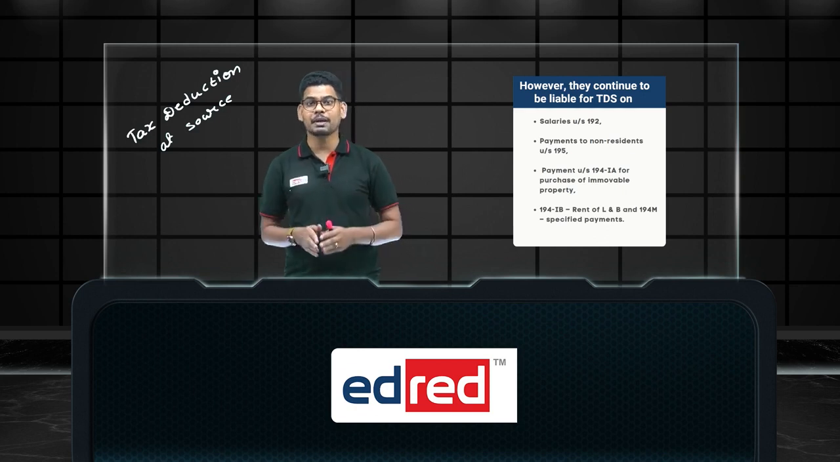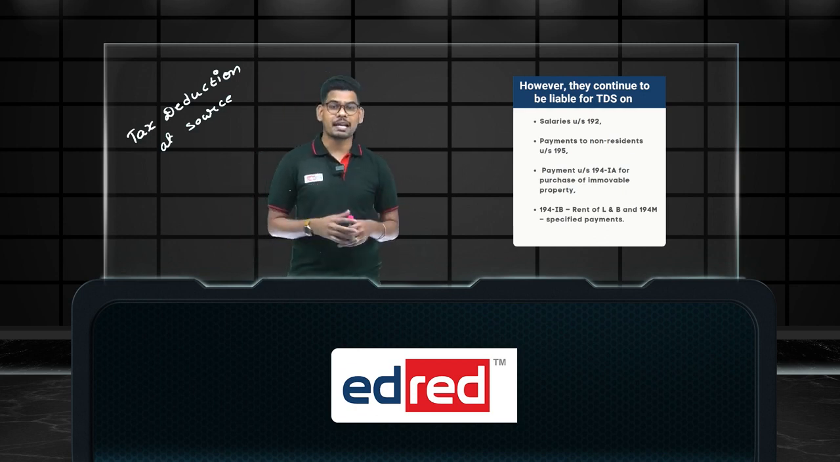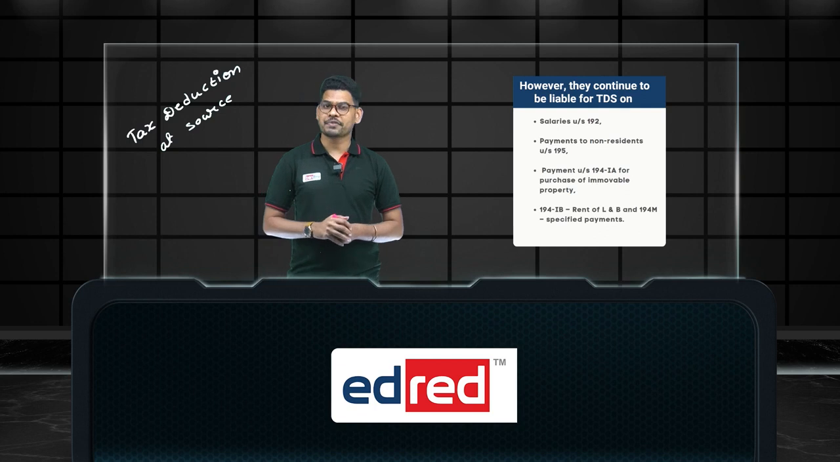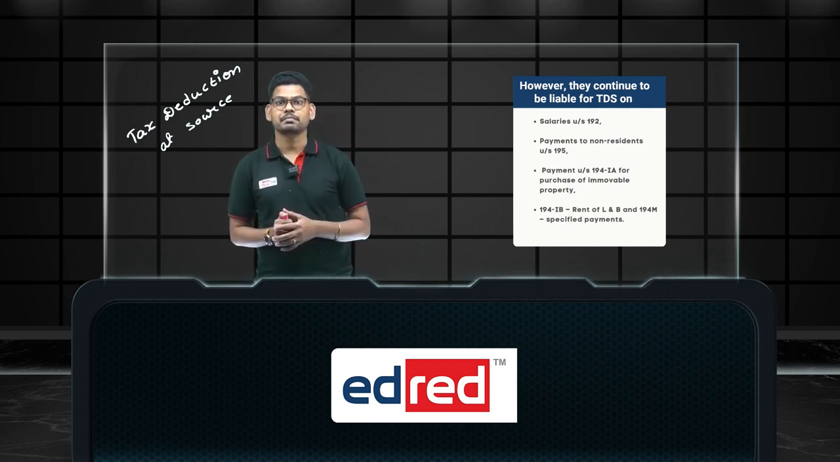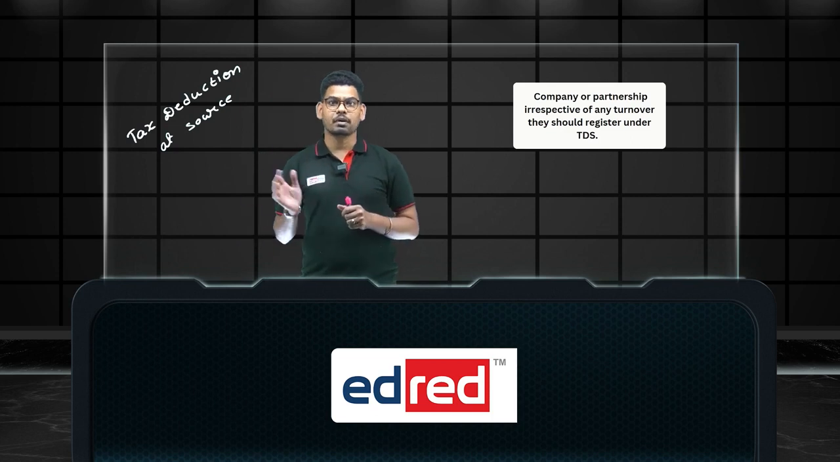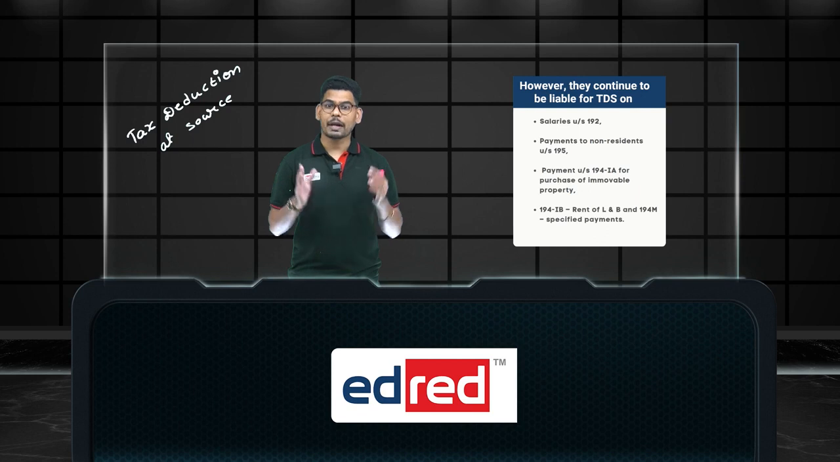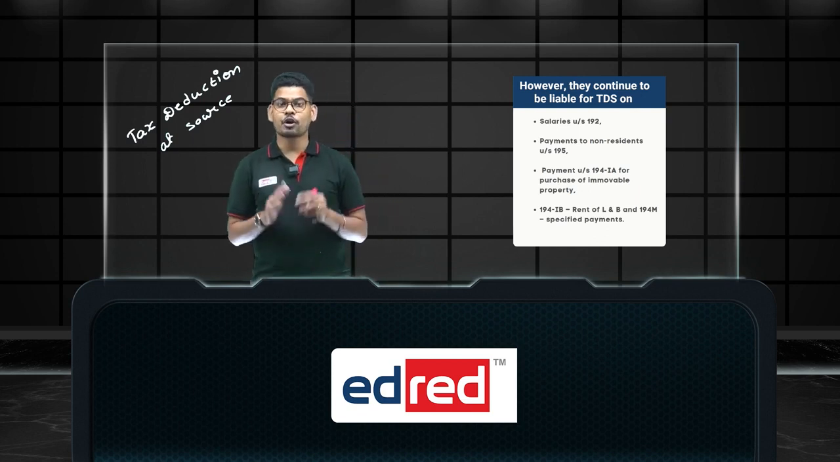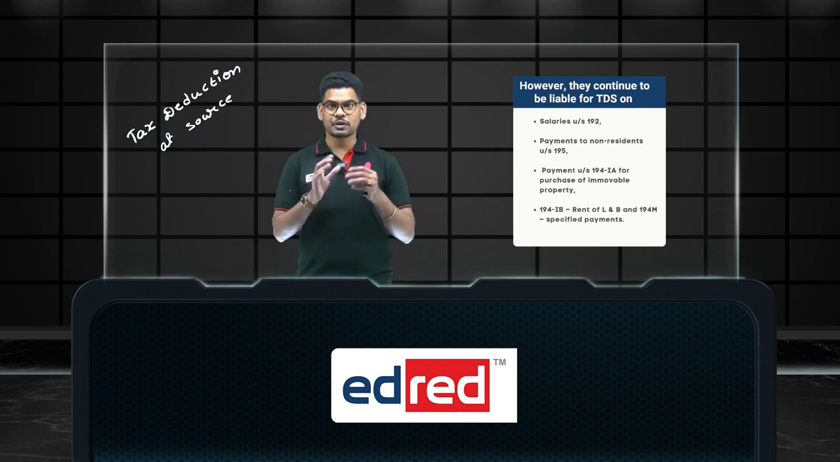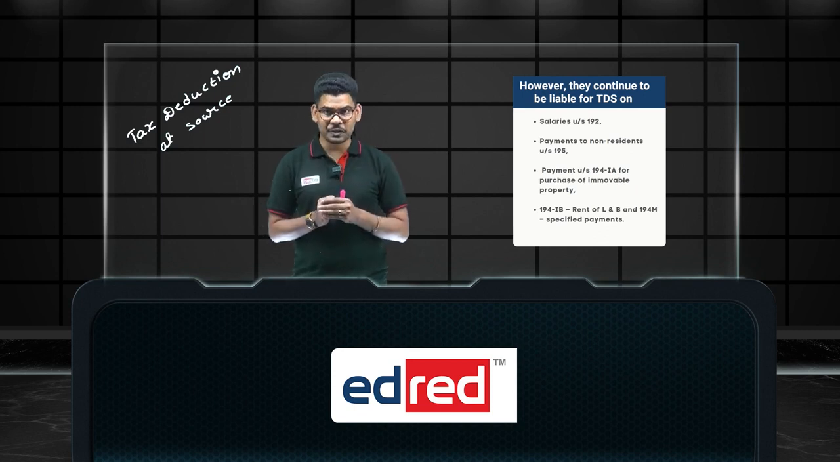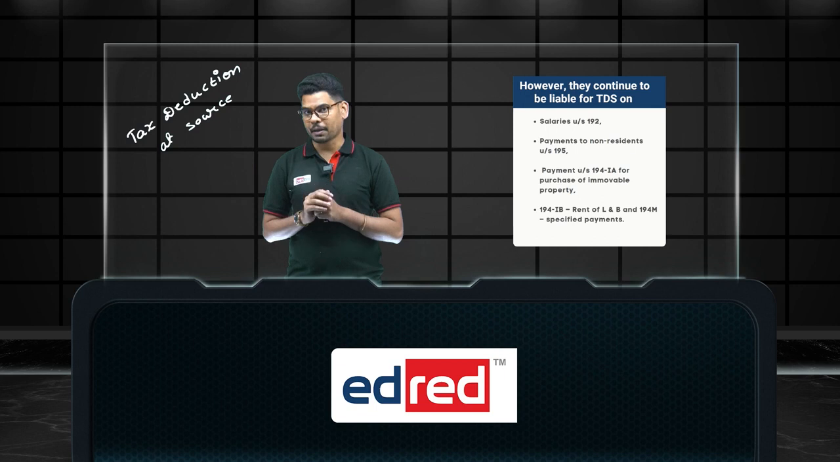So we can see on the display, first and foremost, who pays salaries under section 192. They should register under TDS and they should deduct the TDS while making a payment of salary, irrespective of any threshold limit. The second one is payment to non-residents. Anyone making any nature of payments to non-residents should register under TDS and deduct TDS before making a payment to non-residents of India, and they should deposit it to the department.